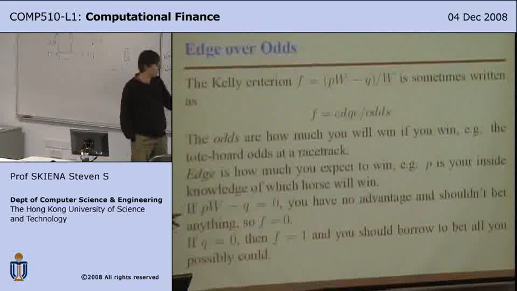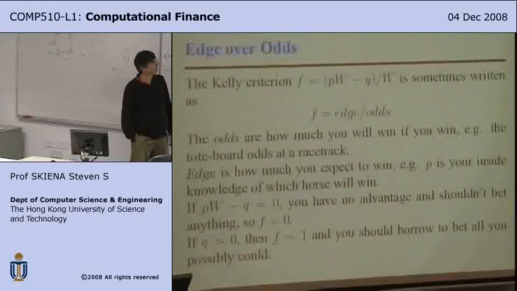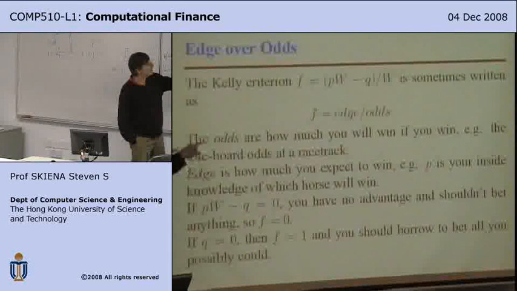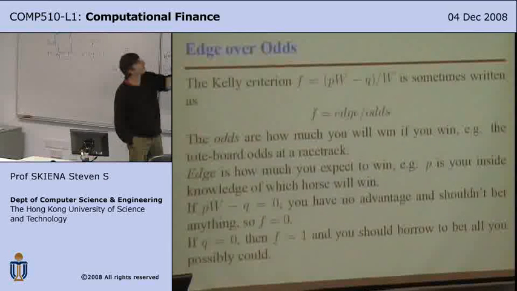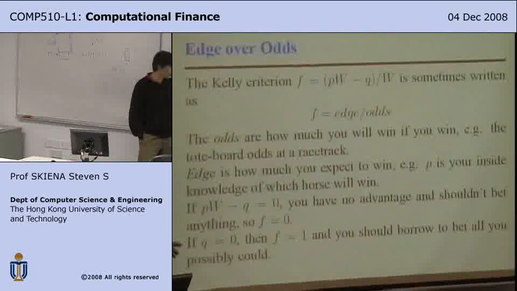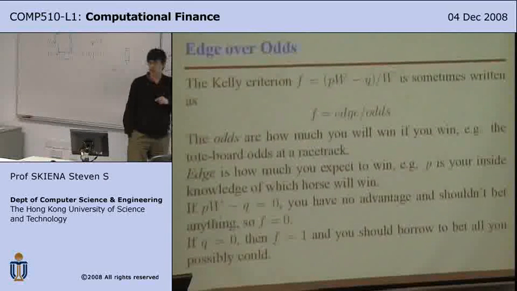You have no advantage in a fair coin toss, so you shouldn't play it. If there's never any chance of you actually losing, the coin only has heads on it, then Q is 0. PW over W is going to be 1, and then you should basically borrow all the money you can to bet in that case, because you can't lose. Any questions?